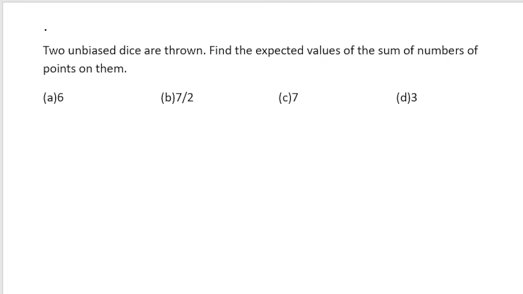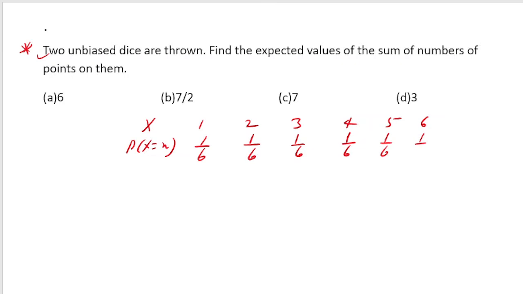Next, 2 unbiased dice are thrown. Find the expected value of the sum of number of points on them. So this is an important question. If they throw 2 dice, let us first calculate the probability for one dice. If I throw a dice, then the outcome may be 1, 2, 3, 4, 5, 6, and their respective probability in each case will be 1 by 6.